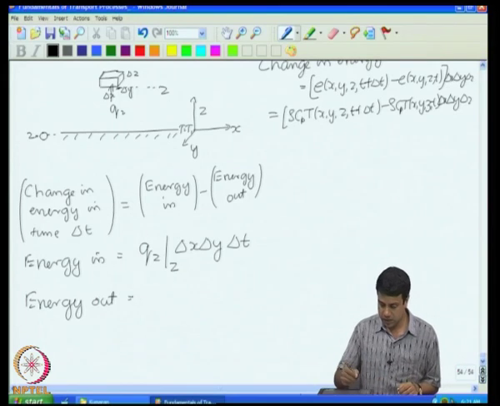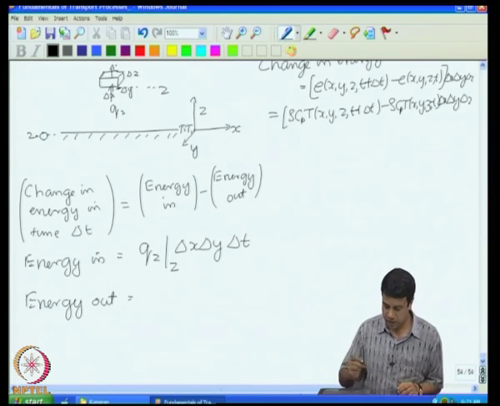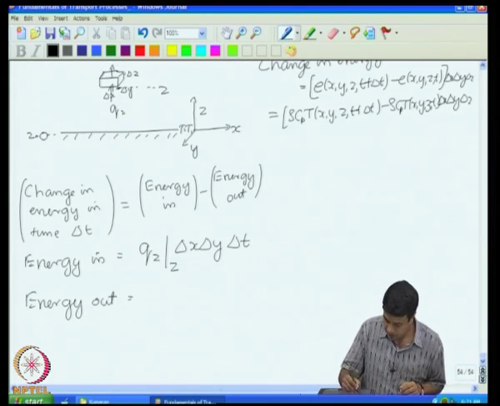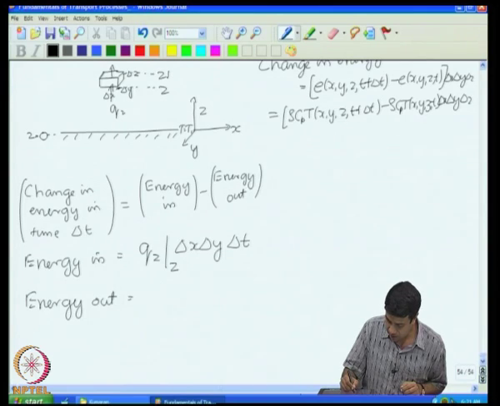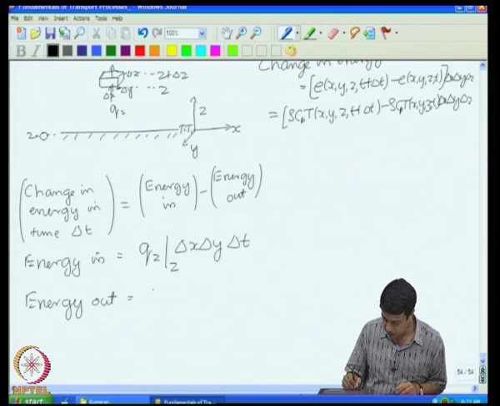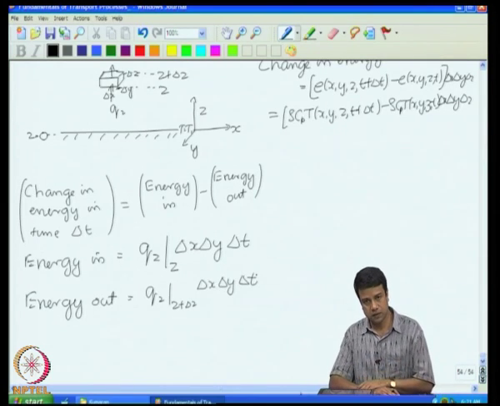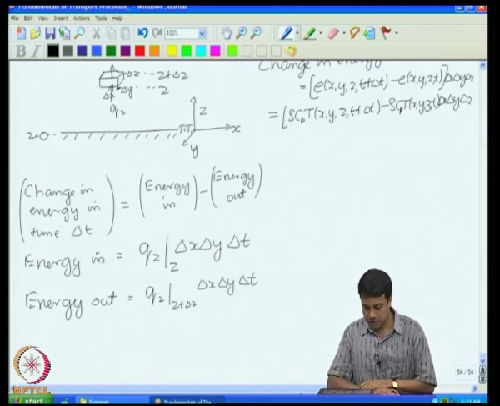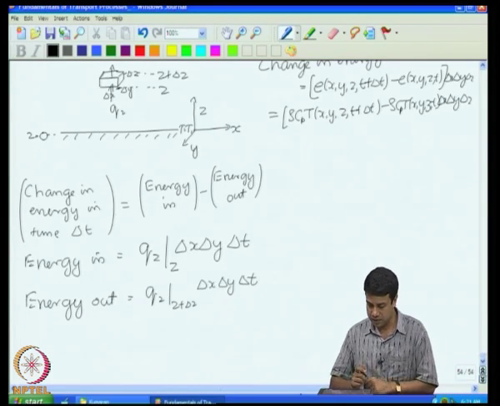The energy that is going out at the upper surface. The upper surface is at the location z plus delta z. Therefore, energy out is equal to qz at z plus delta z times delta x, delta y, delta t. So, this gives me the energy in and the energy out. So, change in energy within a time delta t has got to be equal to the energy in minus the energy out.